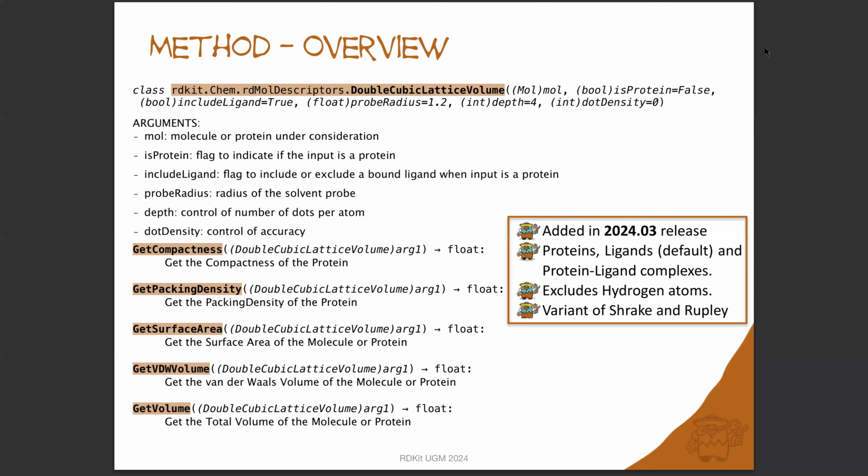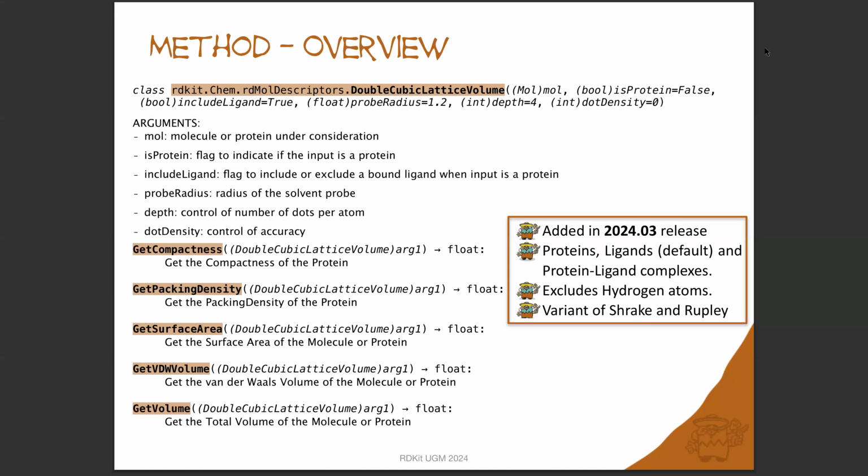So unfortunately, I won't have time to go into the absolute nitty-gritty of what this does, but just to give a bit of an idea, this is the class for returning surface area and volume that we contributed to the 2024-03 release of RDKit. The method is compatible with returning surface area and volume for proteins, ligands, and protein-ligand complexes. The default is that we assume we have a small molecule because we figured that was what was going to be of interest to most of RDKit's user base.